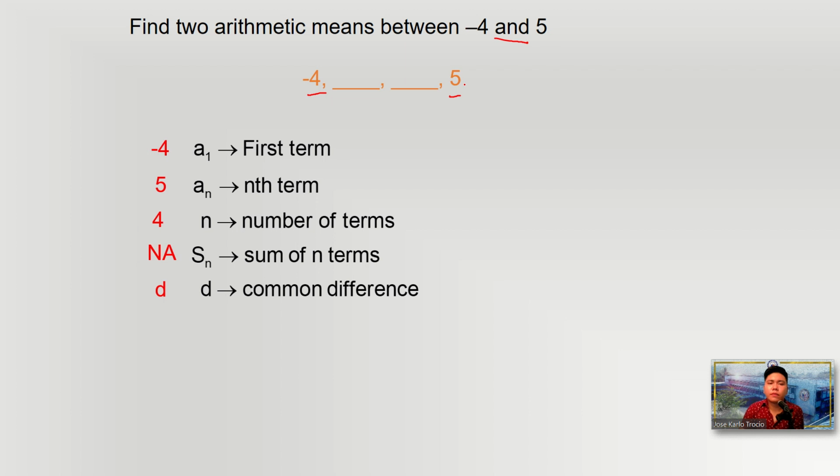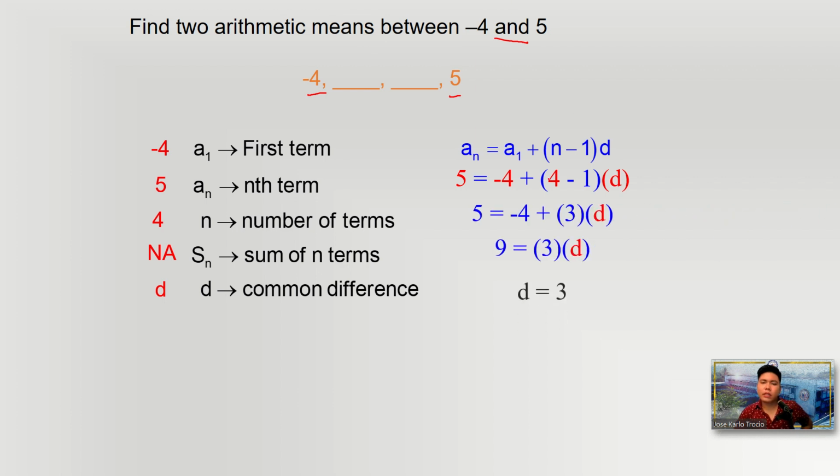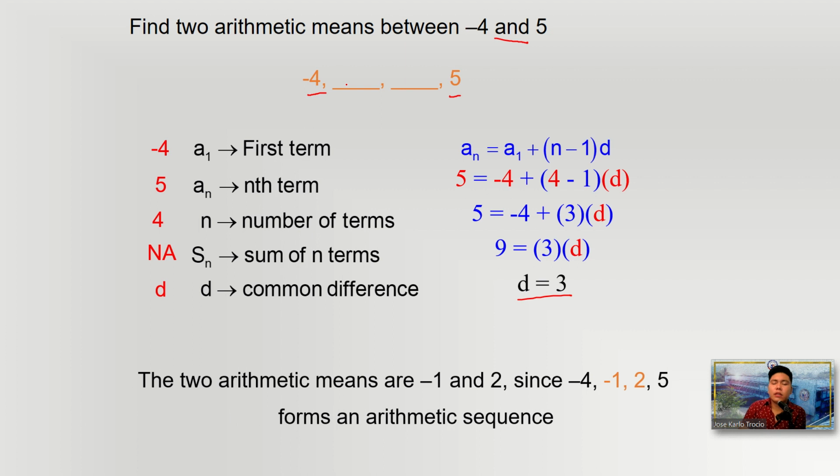Do you have the common difference? You do not know it? You must find the common difference first to do that. Just, excuse me, just substitute. You have this, and this, and this, and this. I know you know how to do it. That is 3. Once you find the common difference, you can now continue. 4, negative 4 plus 3 is negative 1. Plus 3, 2. So the arithmetic means are negative 1 and 2.